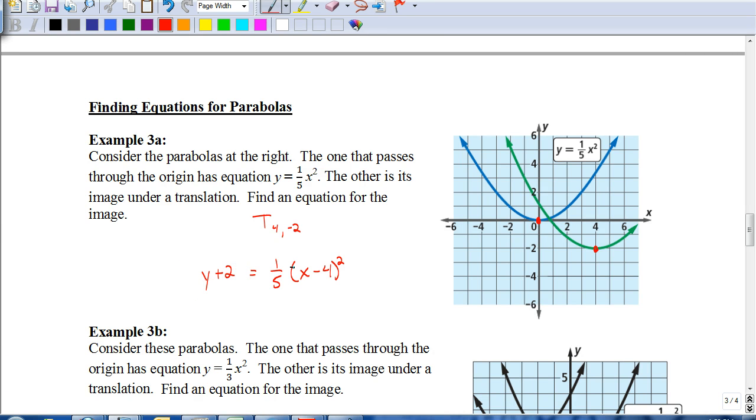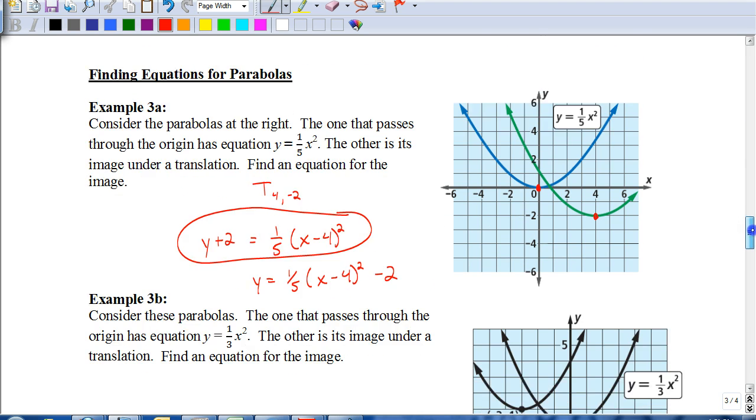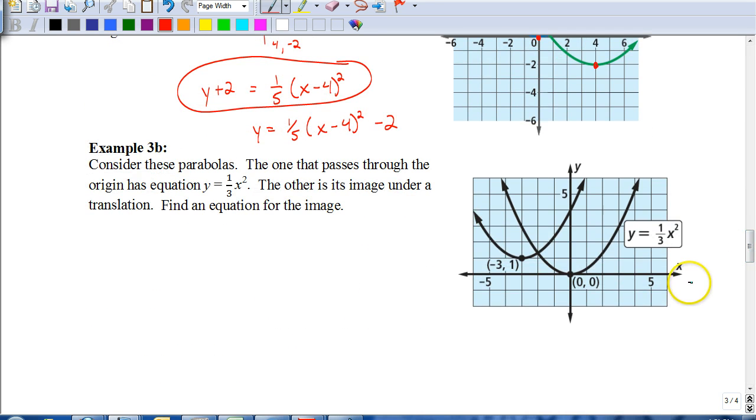And that's it. If you want to simplify it, you can say y equals 1/5 times (x minus 4) quantity squared. I would subtract 2 from both sides, so we could write it like that, but otherwise it's just fine to leave it in that form. So why don't you try that with this one? Pause the video and hit play when you're ready to check your answer.